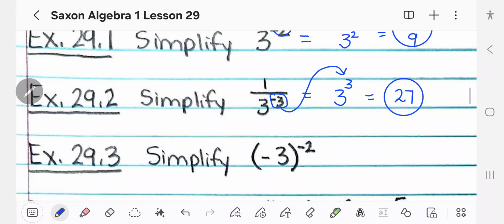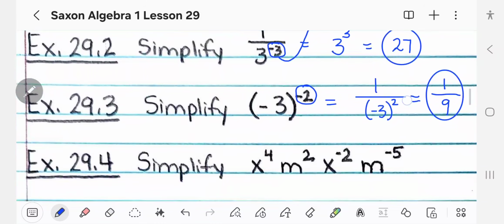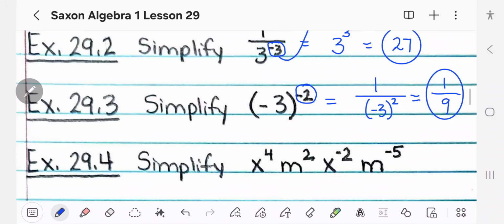All right, then we've got 29(3). We have this one written as an exponential. We're going to change it to its reciprocal form. -3 to this negative will now be -3 to the +2. We say that that's the same as 1 over -3 times -3, which is going to be +9. So 29(3) is 1/9.